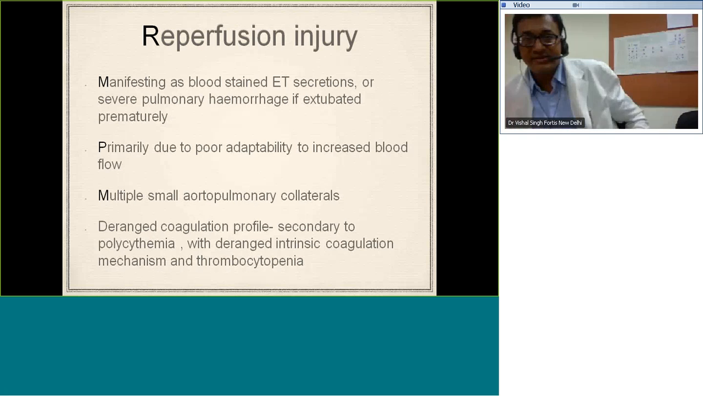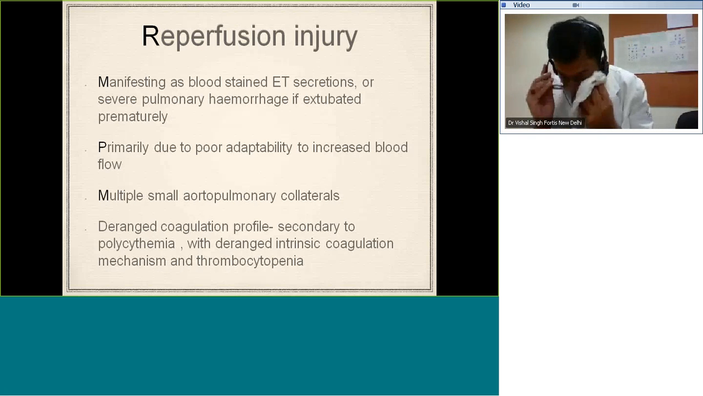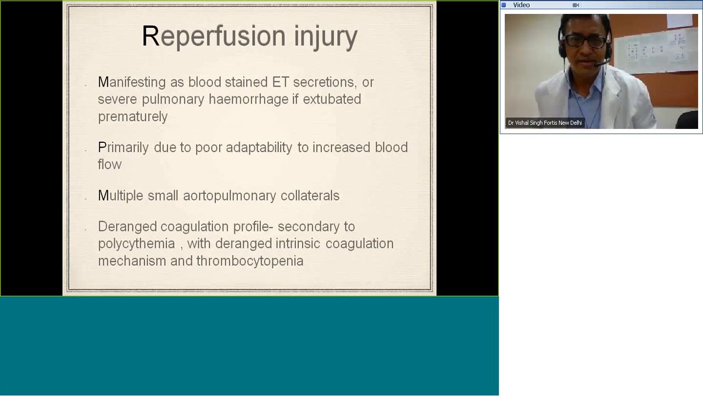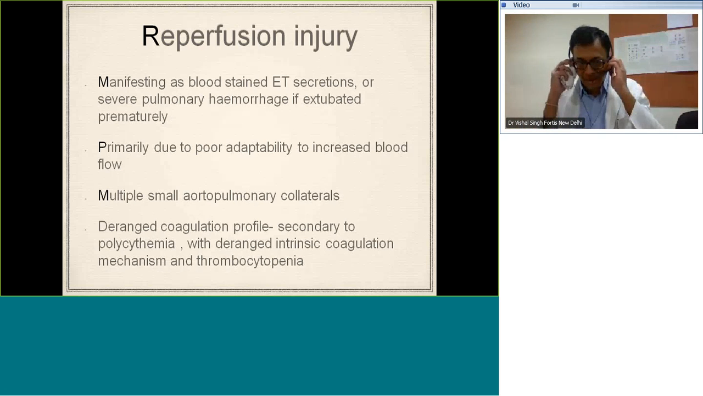We would have heard of reperfusion injury related to the perfusion, but reperfusion injury is also observed in the ICU, especially in cases of tetralogy, wherein a patient who had very small pulmonary arteries and was not getting enough blood suddenly manifests blood-stained ET secretions with severe pulmonary hemorrhage. This happens primarily if they were extubated a tad bit prematurely. All of us who have worked for more than a decade in this field have seen these situations, because we all believe that RV is good after extubation, but if the lungs have not adapted to the blood flow, after taking off positive pressure they flood big time, and with flooding, they bleed. This is primarily due to poor adaptability to increased blood flow, occasionally due to multiple small aortopulmonary collaterals, and a small part is contributed by deranged coagulation profile secondary to severe polycythemia with a deranged intrinsic coagulation mechanism and thrombocytopenia.